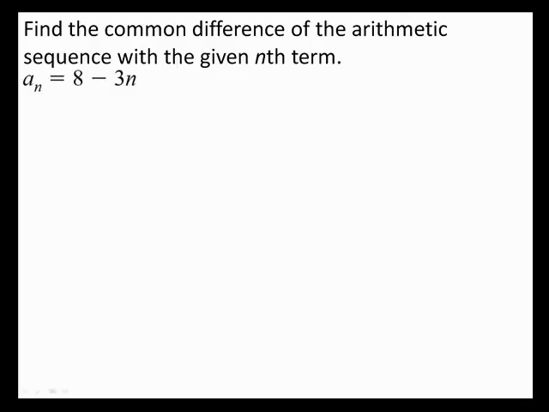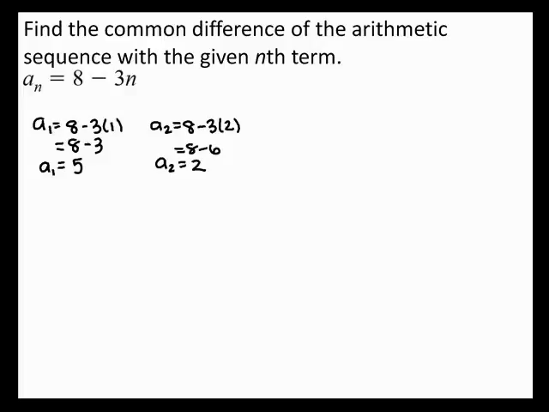Find the common difference of the arithmetic sequence with the given nth term. A sub n is equal to 8 minus 3n. Substitute 1 in for n. Simplify 3 times 1. Simplify 8 minus 3. You find that a sub 1 is equal to 5. Substitute 2 in for n. Simplify negative 3 times 2. Simplify 8 minus 6. You find that a2 is equal to 2.